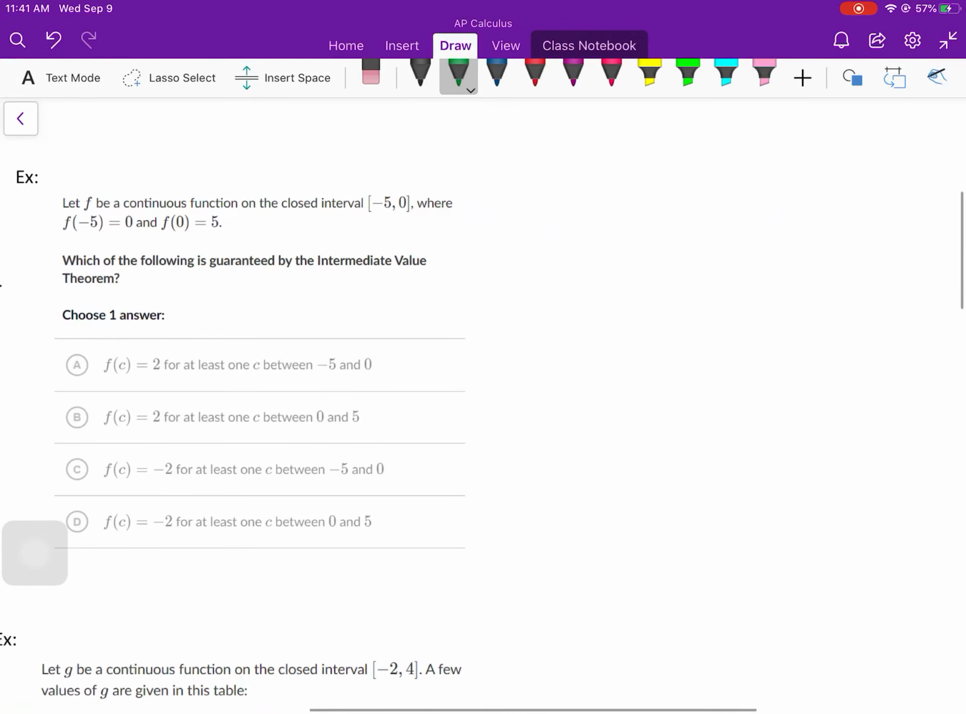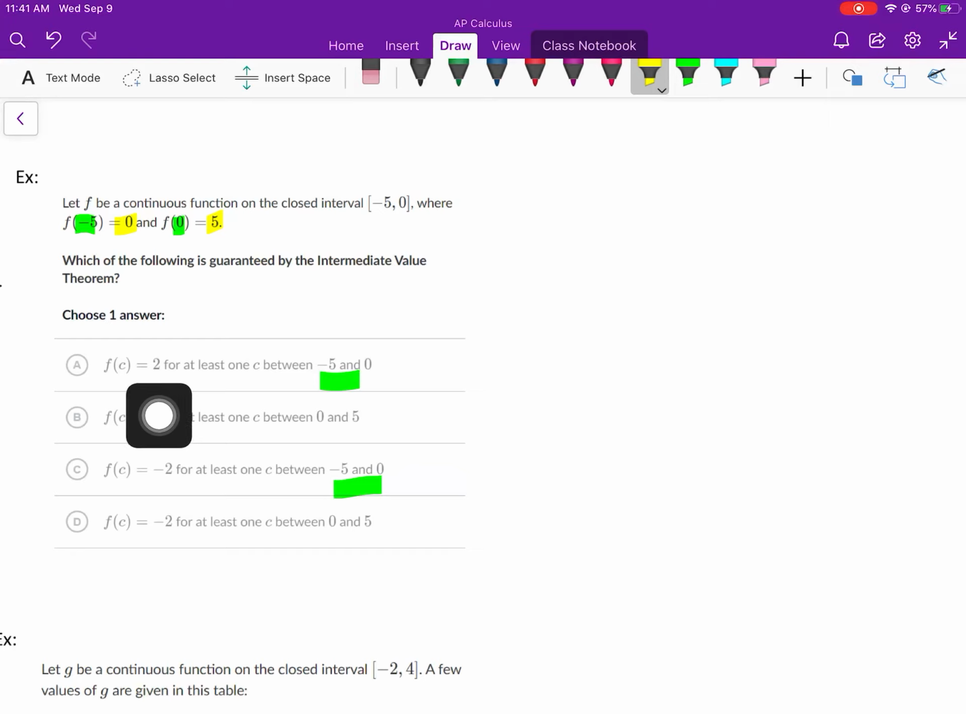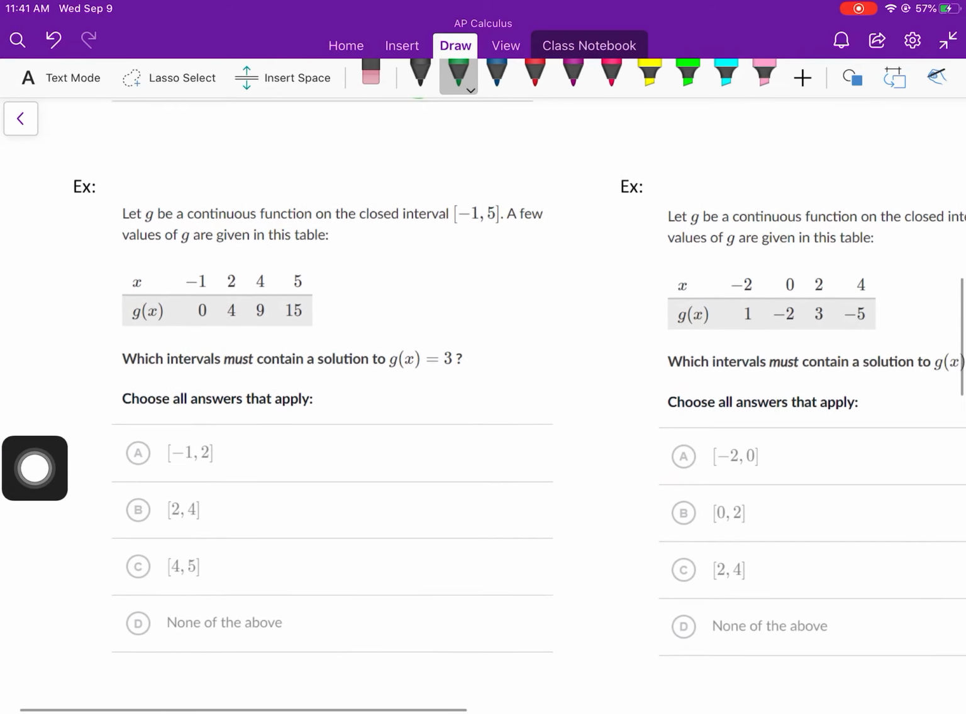That's the idea here. If you look at this one real quick, our interval's from -5 to 0. To be consistent, I should use green from -5 to 0. So we're looking at our intervals. We're going from -5 to 0. And notice the output values, 0 and 5. So we have to pick a value that's between 0 and 5. -2 is not between 0 and 5, but 2 is between 0 and 5. And it's talking about the interval from -5 to 0. So f of c is going to equal 2 for at least one value between -5 and 0.